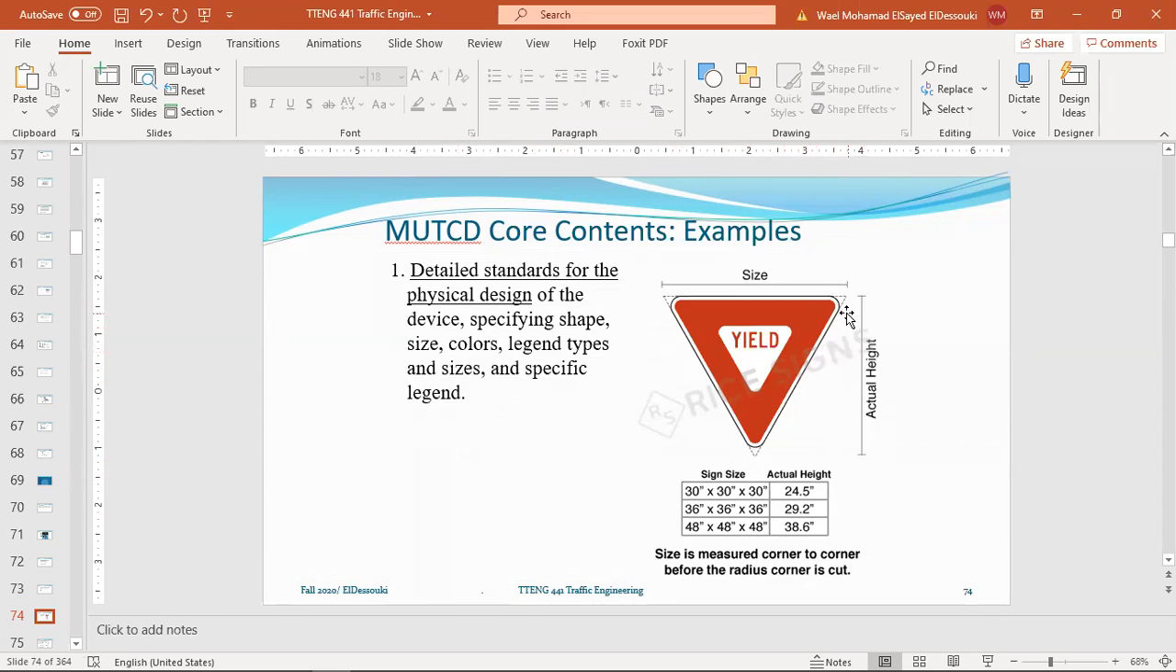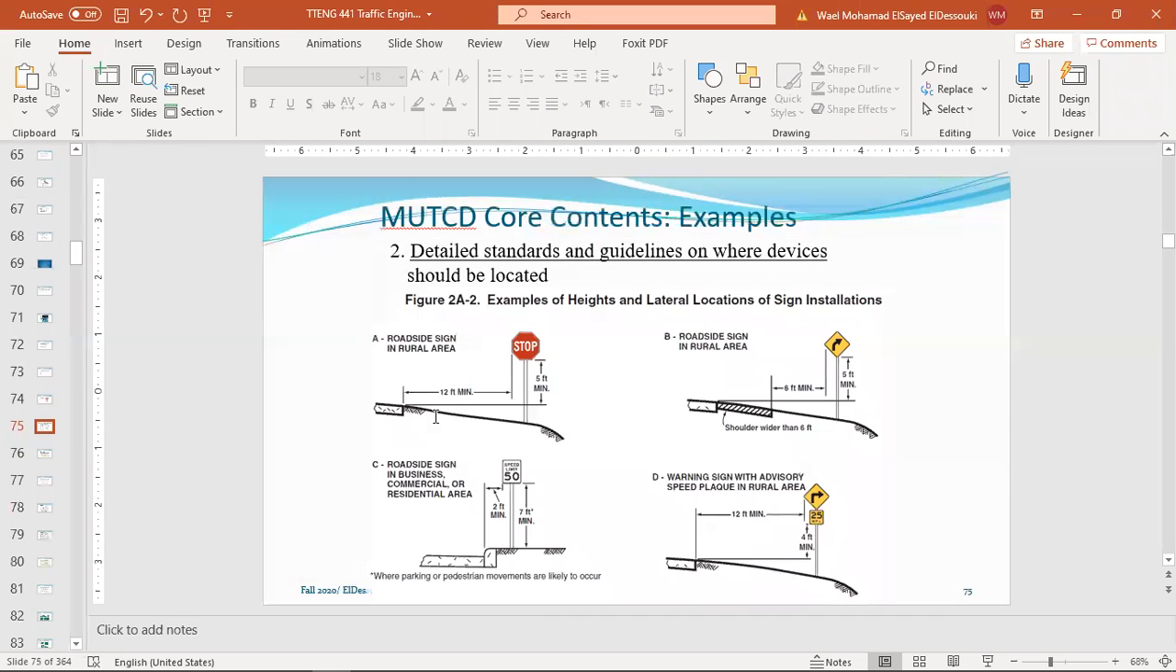I have other drawings that will give you the radius for everything, and all the details. You will find it in the MUTCD for these signs. Then the second component details the standards and guidelines on where the devices should be located. For example, a stop sign must be located 12 feet minimum from the shoulder, and at least 5 foot in height, and all these details are for different locations. So that's for rural area, that's for residential area, and so on.